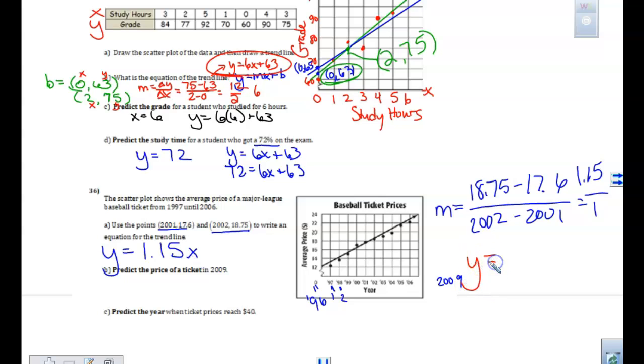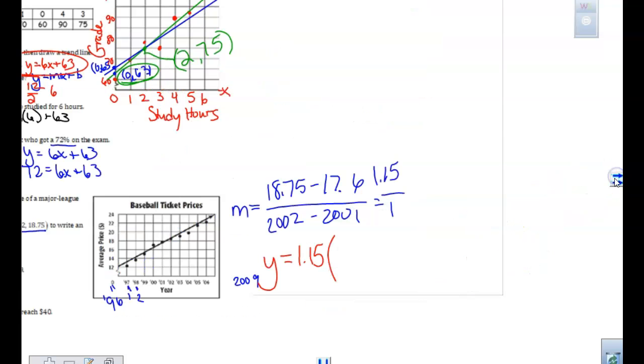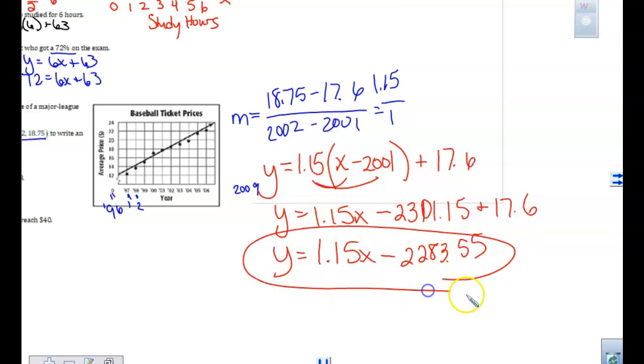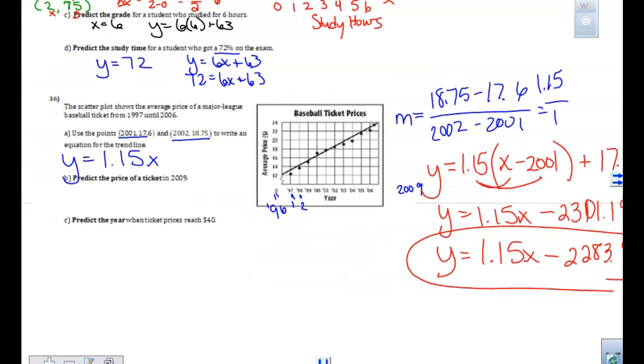So which point do we want to use, the 2001 or 2002? We just found our slope, 1.15x. Someone want to pick one for me? Which one am I using? 2001. So I'm going to have x minus 2001, that's my x coordinate, plus 17.6, correct? Get those calculators out, we're going to do some multiplying. So as we are distributing, we still have our slope, but now it's in slope-intercept form, and we get a negative 2,283.55. So this is the equation I want to use. Says, well, what about tickets in 2009?